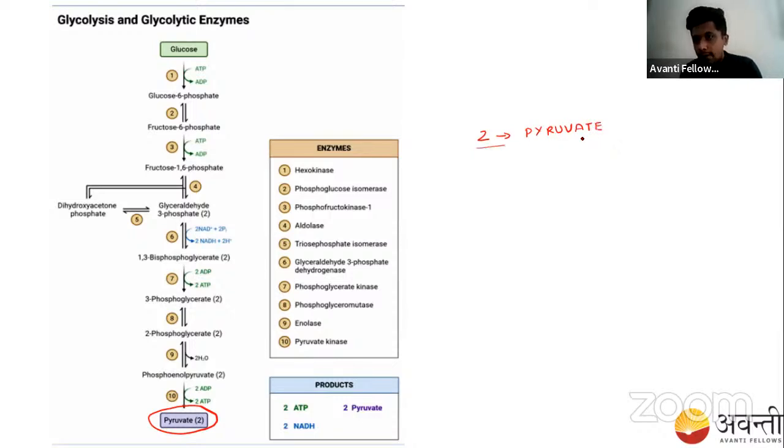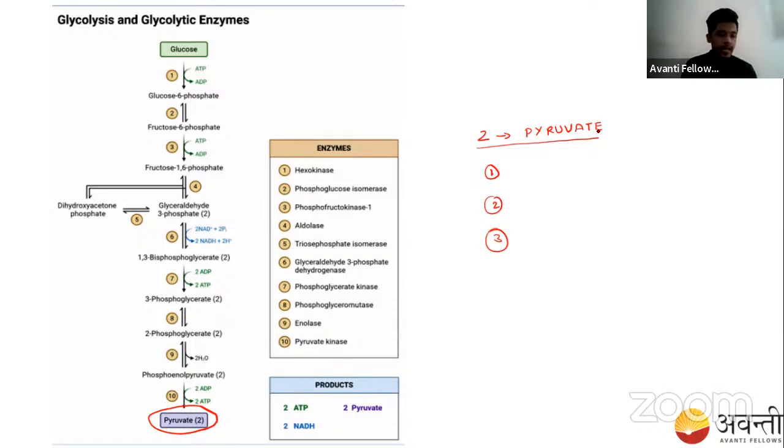Now, once we have two molecules of pyruvate, we understood that the utilization of pyruvate can happen in three important steps: 1, 2, and 3. So this pyruvate undergoes either anaerobic respiration or aerobic respiration, correct? So let's talk about anaerobic respiration. If it undergoes anaerobic respiration, usually we call it the fermentation process, which we use for commercial purposes, correct?